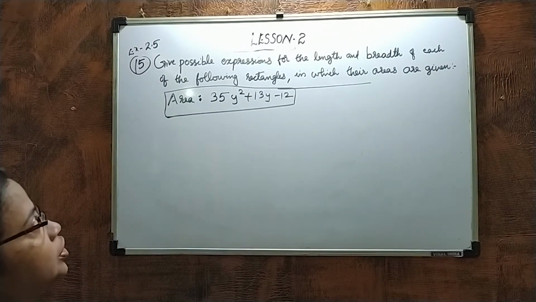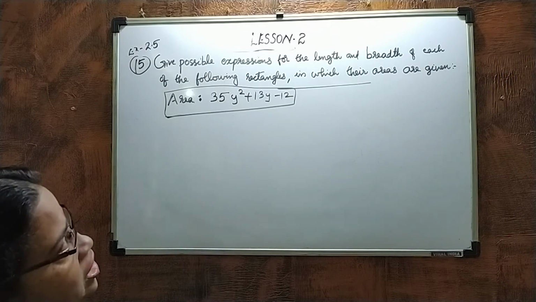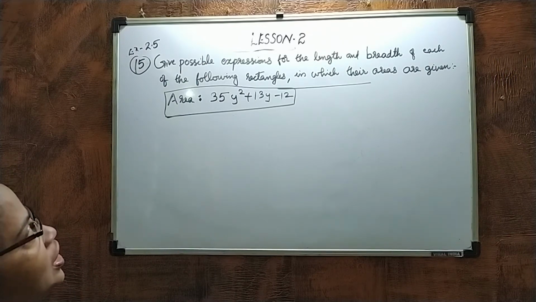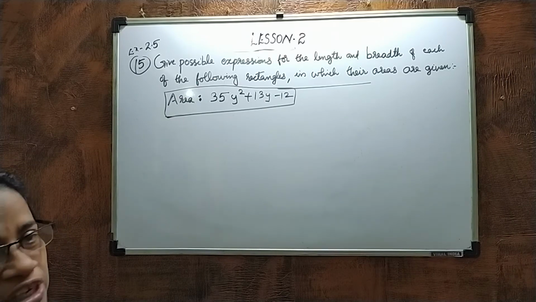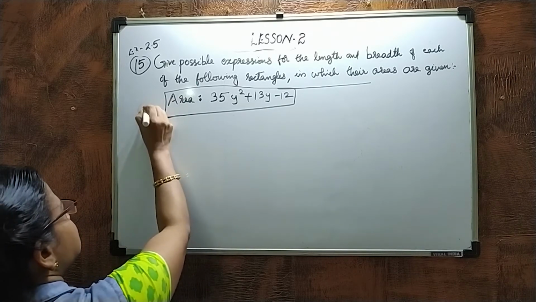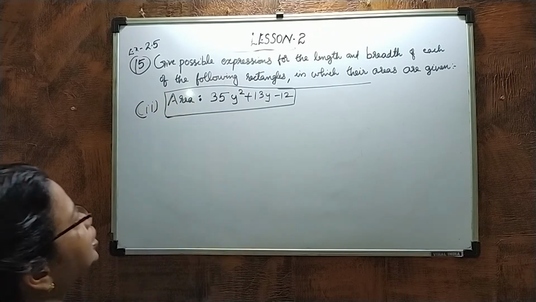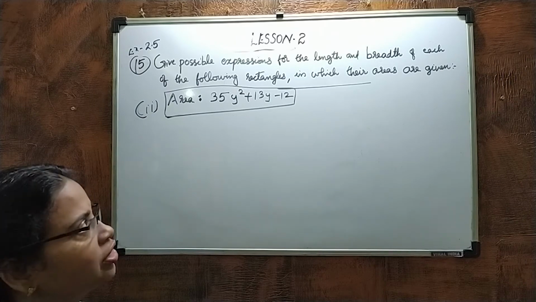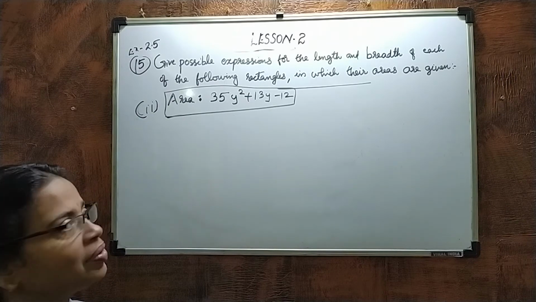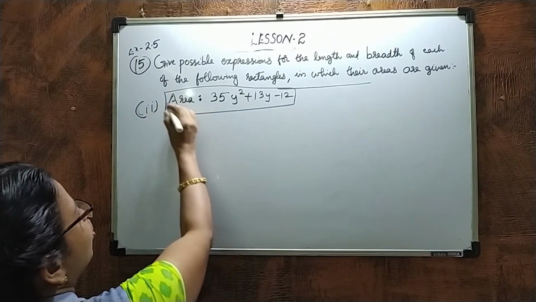Now 15th question. Give possible expressions for the length and breadth of each of the following rectangles in which their areas are given. That means this is the second one. What did they tell? Give possible expressions. That means expressions you have to give for the length and breadth of each of the following rectangles.